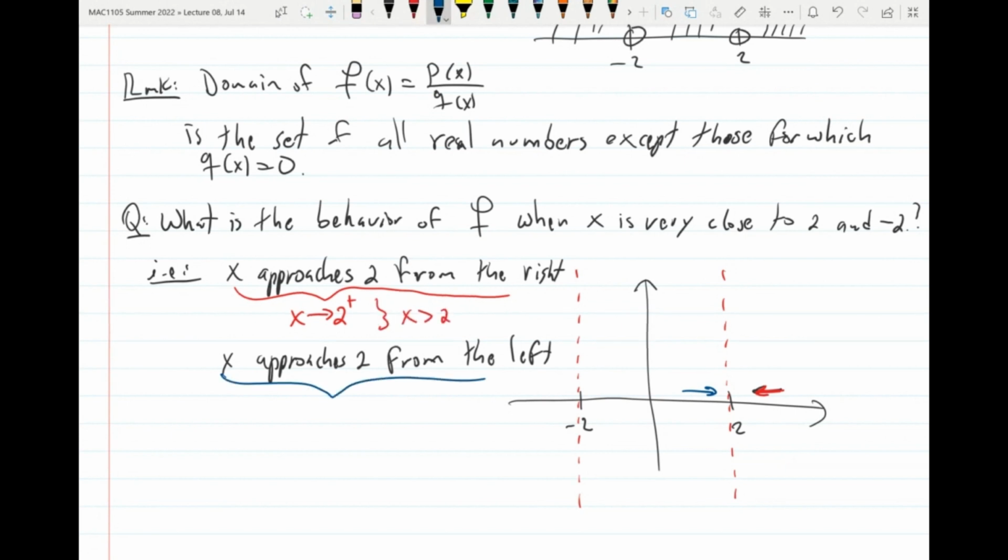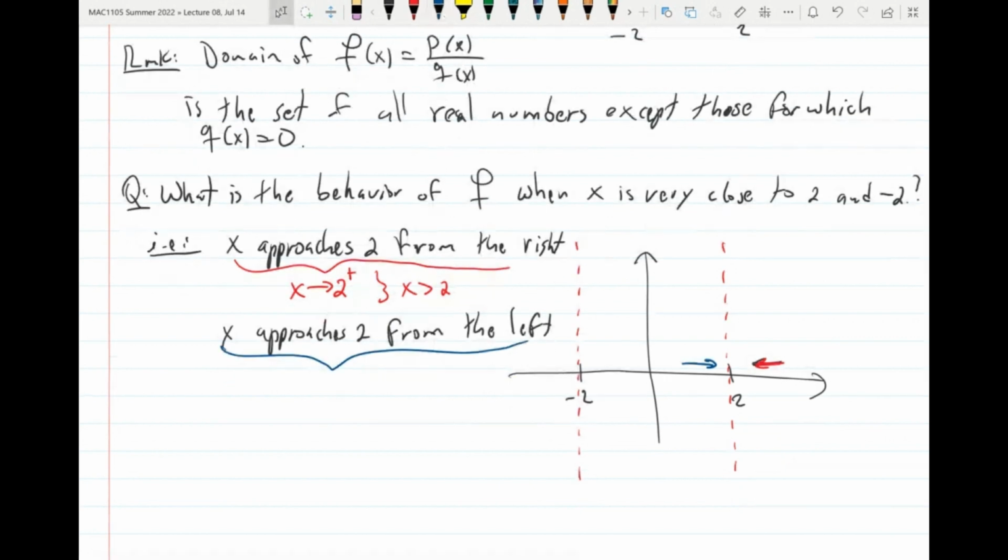And then from the left, what do you think we are going to use as a notation? With a minus, okay? So we put x approaches 2, but then we put a little negative on top. This just means that we're getting close to 2 from the left, in other words, with numbers that are less than 2. Think about 1.9, 1.999, and so on. Those would be the kind of numbers that you have in your mind when we talk about the situation.